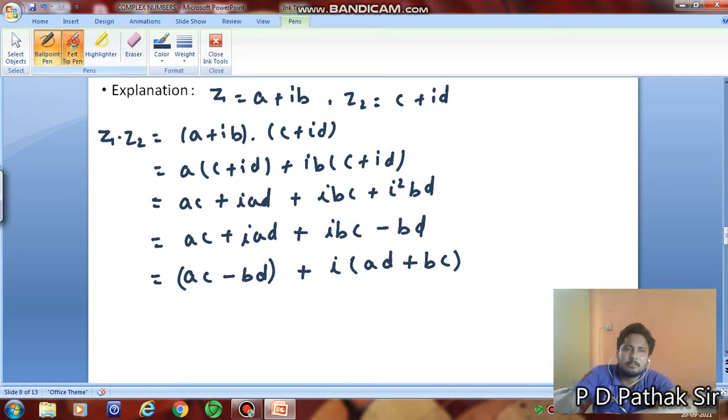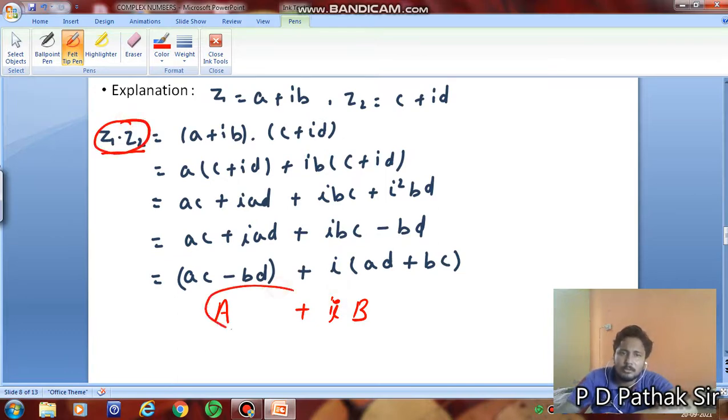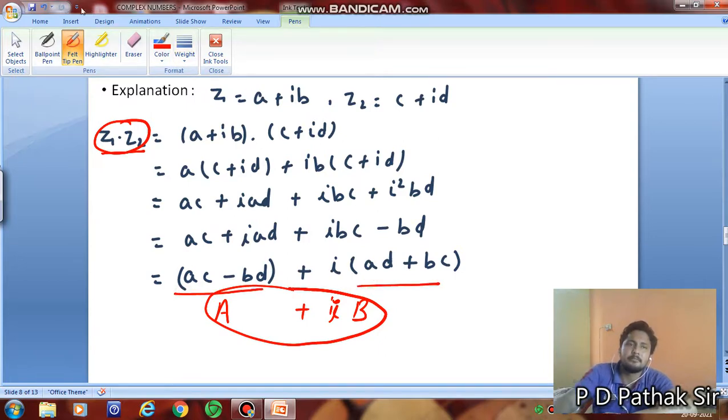So this is the multiplication of two numbers z1 and z2, where we have written this in the form of a plus iota b. It means we can say that the multiplication of two complex numbers is also a complex number, because we are able to write this complex number in the form of a plus iota b.